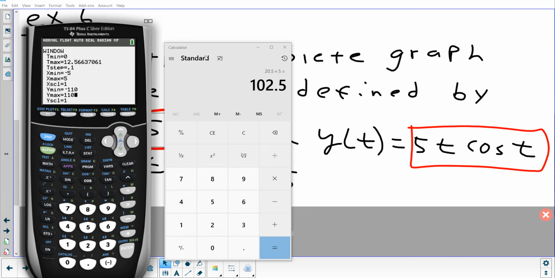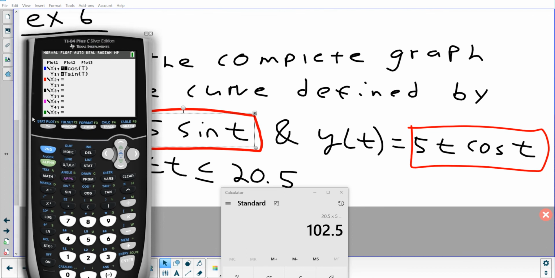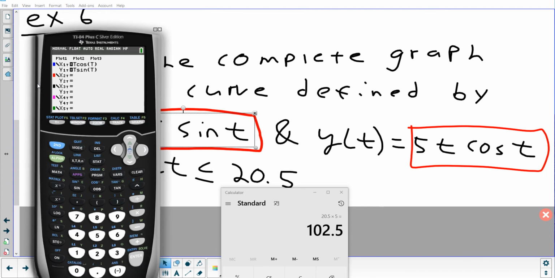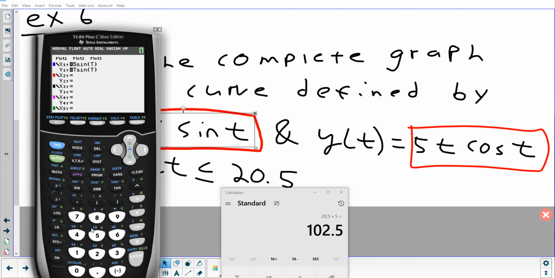What's the parameter from 0 to 20.5? Going by 0.1 is perfect. You're going to plot a couple hundred points in that case, so that's fine. All right, so now we've got 5 sine t and 5t cosine t. All right, your graph. So there's that -110 to 110. It's not going beyond that.